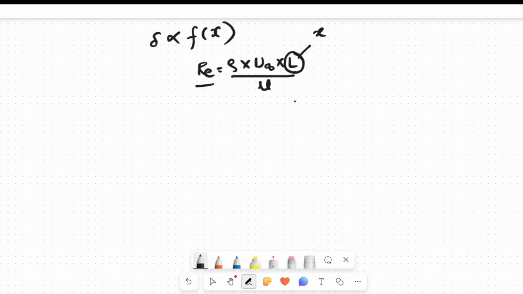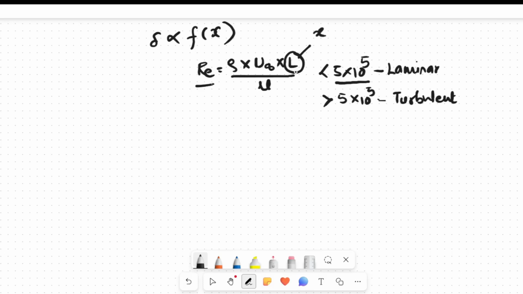Now the critical value of Reynolds number: if the value of Reynolds number is less than 5 into 10 raised to the power 5, we say that the flow is a laminar flow, and if the value is more than 5 into 10 raised to the power 5, we say that it is a turbulent flow. And for satisfying this condition, whatever the value of x we get, at that value of x, we get the critical Reynolds number. So now let's draw our boundary layer diagram.